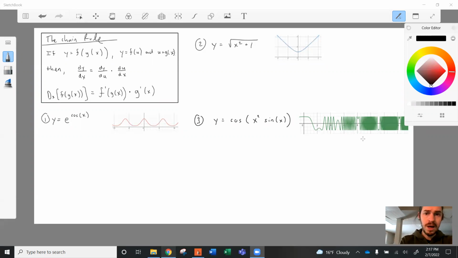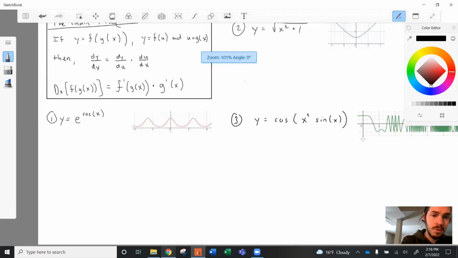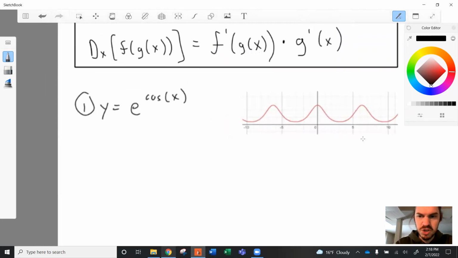So we're going to look at some examples of applying this chain rule to functions that are compositions of other functions. I have three examples here that we're going to do, and I included the graphs just for fun because you can make some pretty wonky functions out of compositions of other functions. So I thought it would be fun to see what they look like as well. We're not going to do anything with those graphs; they're just there. So this first function, y equals e to the power cosine of x.